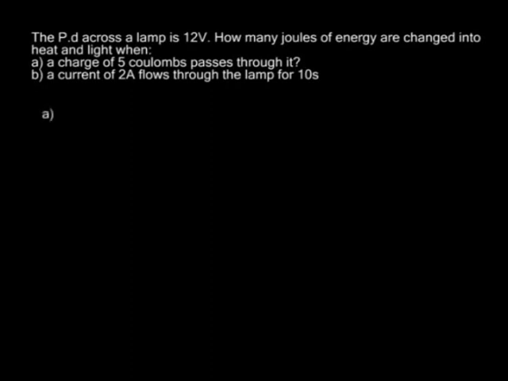In the solution, A. work done is equal to QV. Energy changed to heat and light, W, is equal to 5 times 12, which is equal to 60 joules. B. Work done is equal to VIT. Energy changed to heat and light is given by 12 times 2 times 10, which is equal to 240 joules.